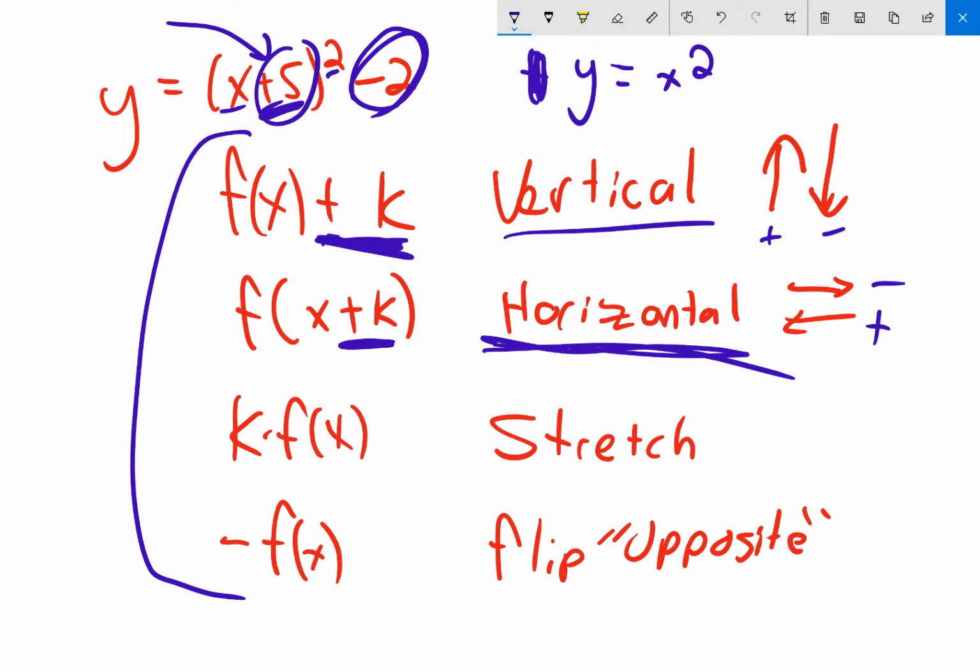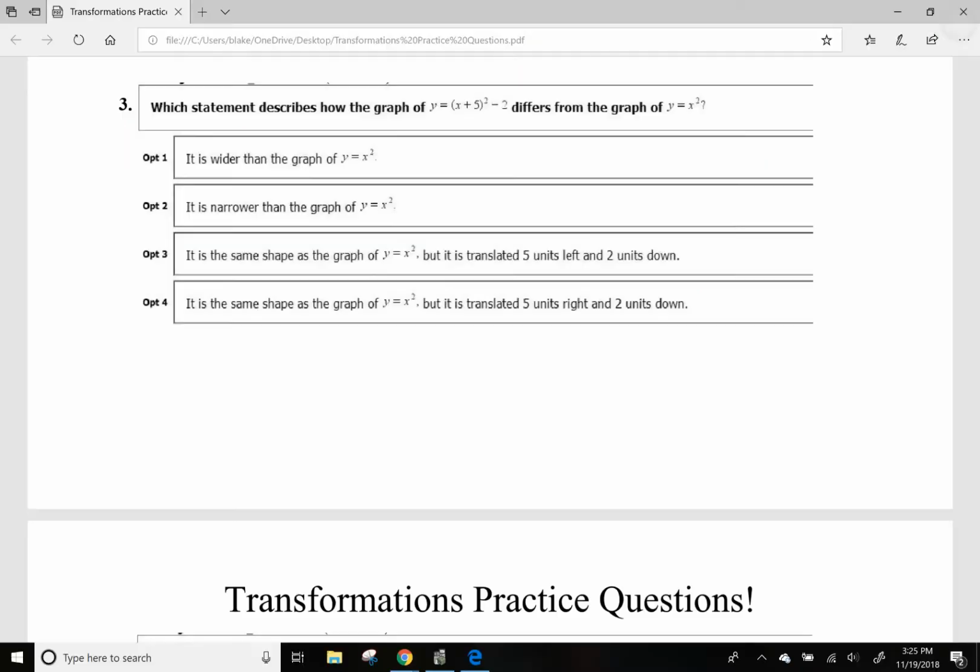So I see this as left 5, because the plus 5 is in the parentheses, and then down 2, because I see the 2 on the outside of the parentheses. So that's what I'm seeing, and that option is indicated to us in option 3.